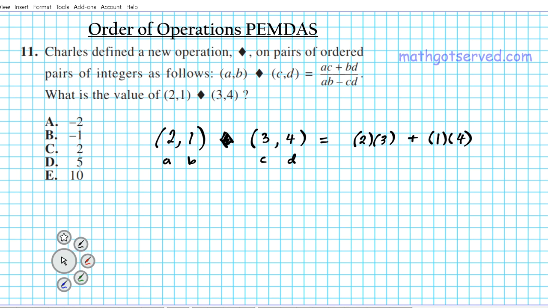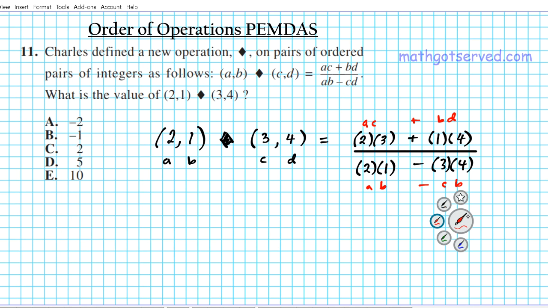And then we're going to divide that by AB, which is 2 times 1, minus CD, which is 3 times 4. So let me put the letters on top. You have AC plus BD, that's the numerator of his operation, and the denominator is AB minus CD. So we just substituted what A, B, C, and D are. Now, to simplify this to get a numerical value, we're going to have to apply the order of operations.